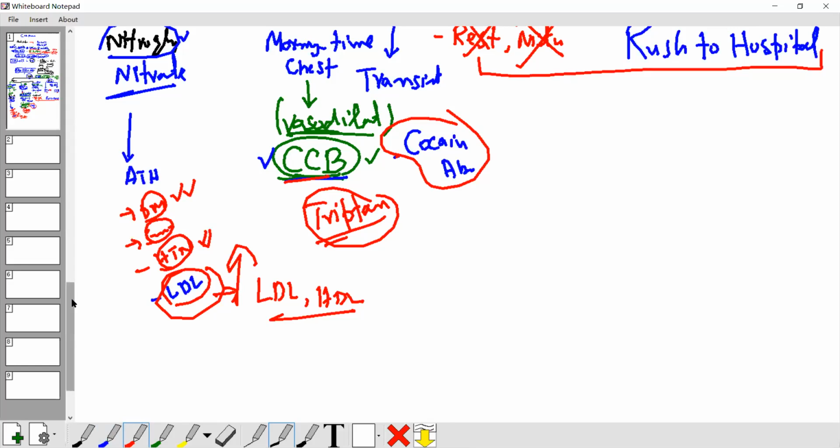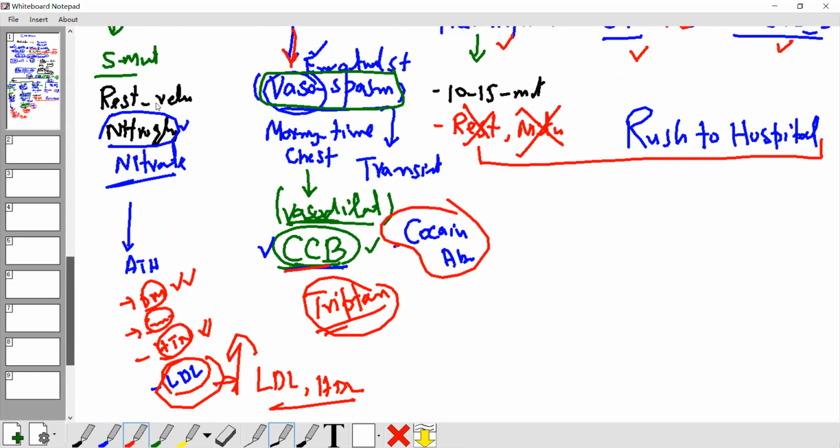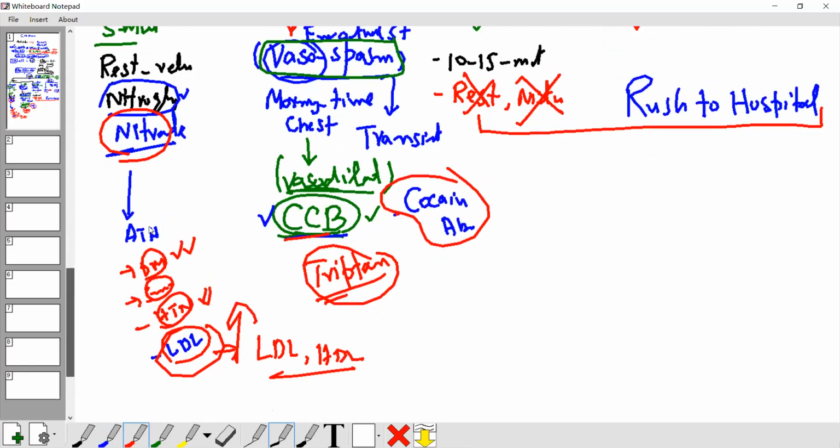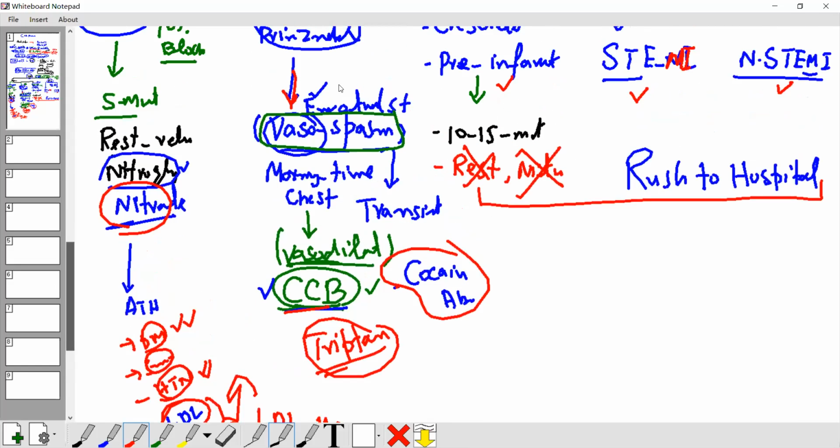In the initial stage, we just give a nitrate, nitroglycerin. If the patient is also hypertensive, you must add a beta blocker and a calcium channel blocker to the therapy. Understand? Nitrate we are already giving. Yeah? Okay, now come to unstable angina.